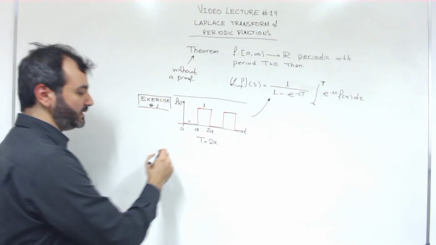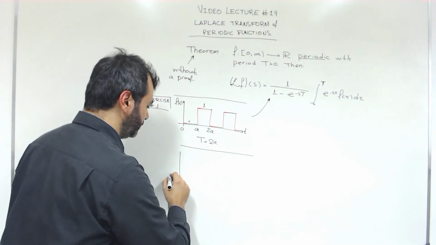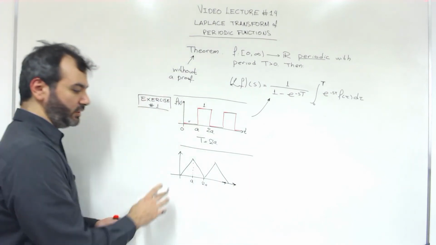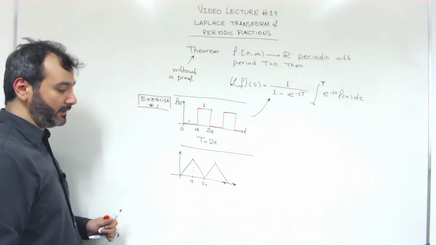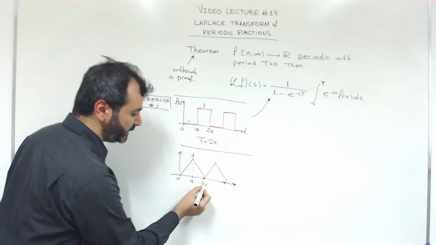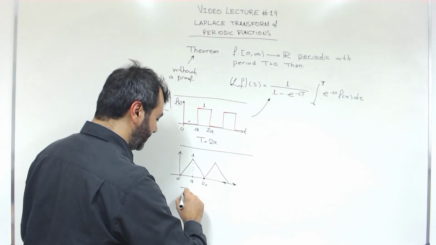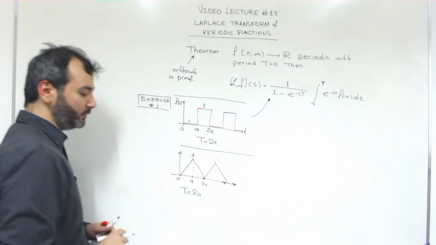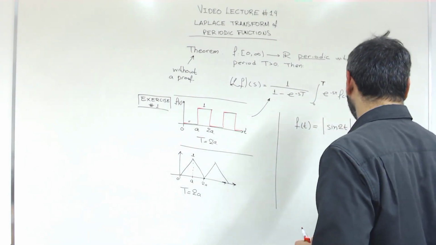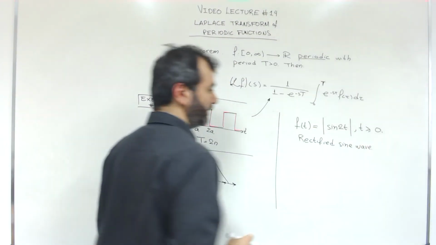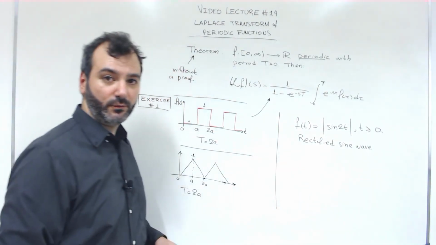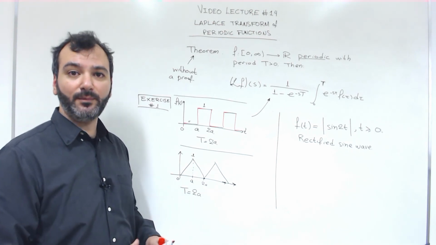So this is exercise number 1, exercise number 2. You have this triangular pulse. It goes from 0 and at time a it goes to 1, down to 0 at time 2a, and so on. Again, this is periodic with period 2a. And the third example, the rectified sine wave.